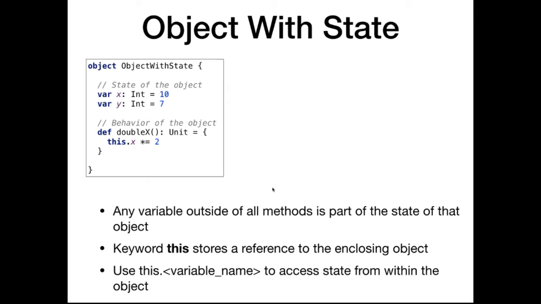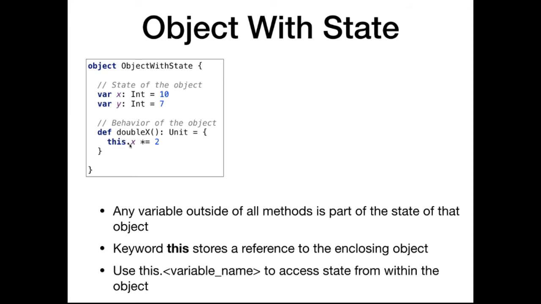So we have the state and behavior. Whenever we want to access a variable that's part of the state of an object, we can use the keyword this to signify that we're accessing the state of this object. The keyword this dot is usually optional-ish, but I highly recommend leaving it there to make it clear to anyone reading your code that you're modifying the state of the variable or you're accessing the state of the variable.